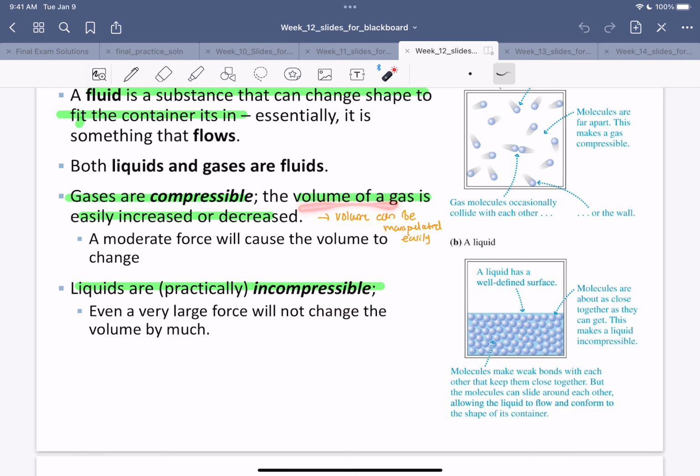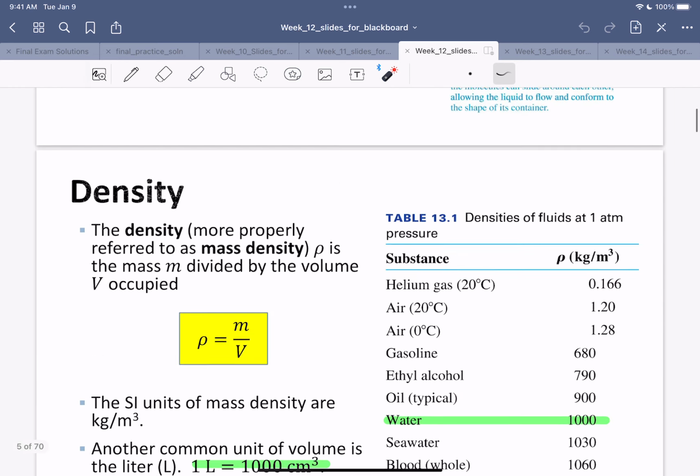So the volume of a gas can be increased, decreased, you can press on it, right? You can expand it. Using a piston, for example, that's usually the go-to example for that. But liquids are highly incompressible. So even if you apply a very large force, it'll not change the volume by much, right?